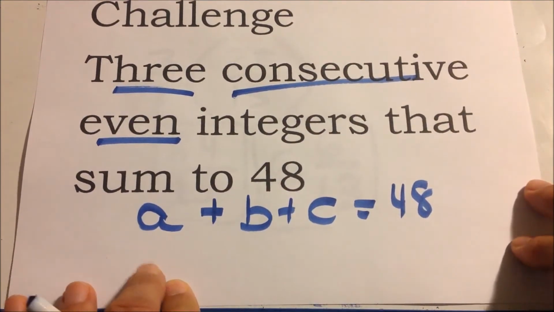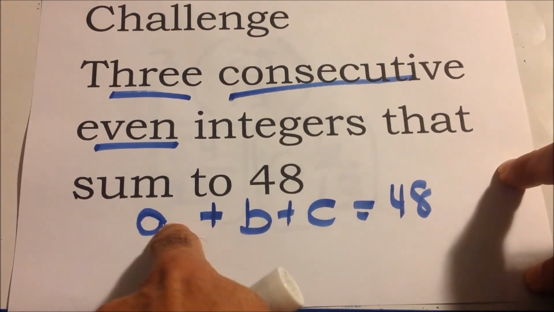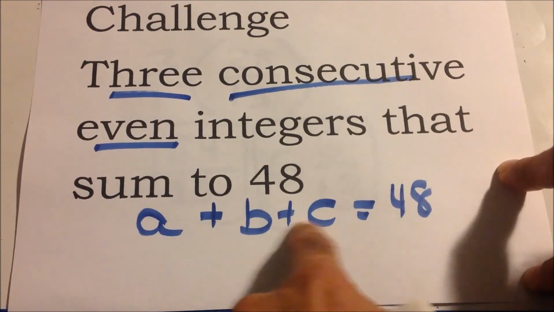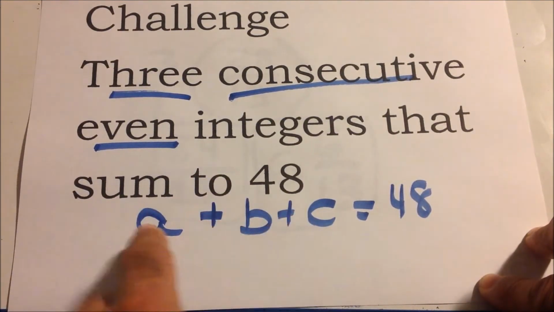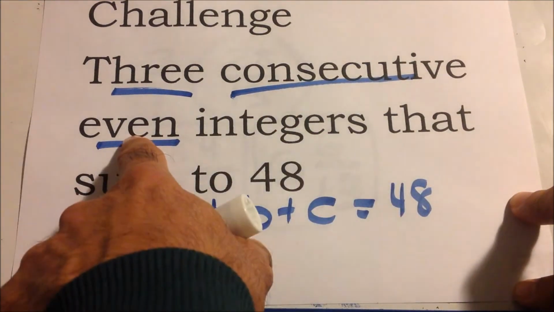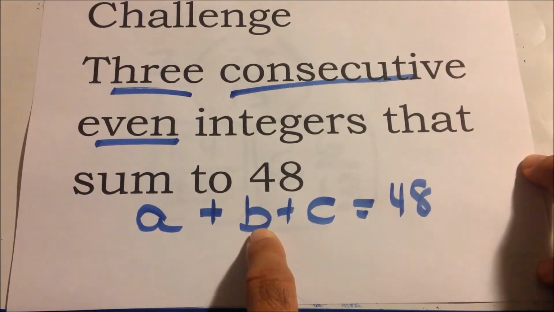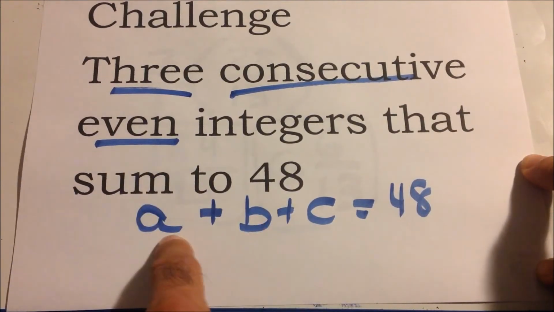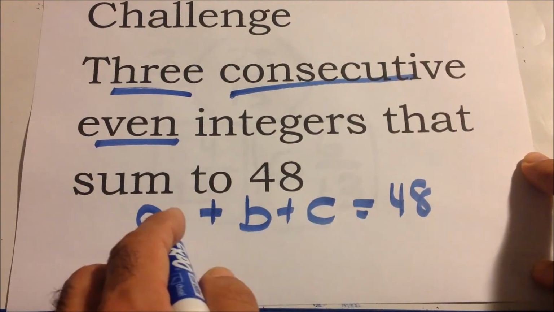When we're making linear equations, we only want one variable. We don't want A and B and C. We just want all A's or all B's or all C's. So how can we do that? Well, we know that they're consecutive even numbers. What does that mean? That means that B has to be 2 more than A, right? If they're even numbers, it can't be 1 more, it has to be 2 more. And C will have to be 4 more than A.